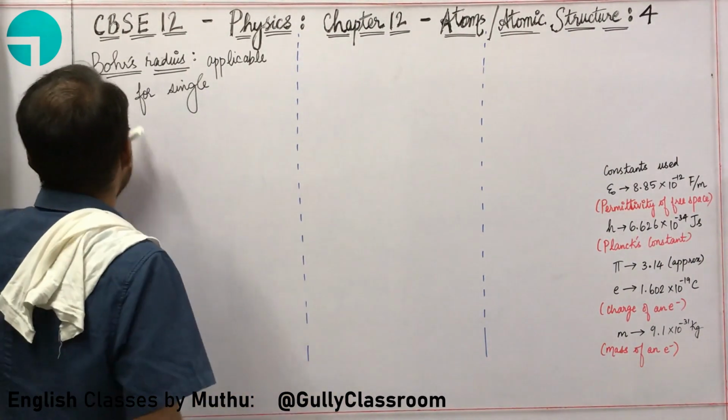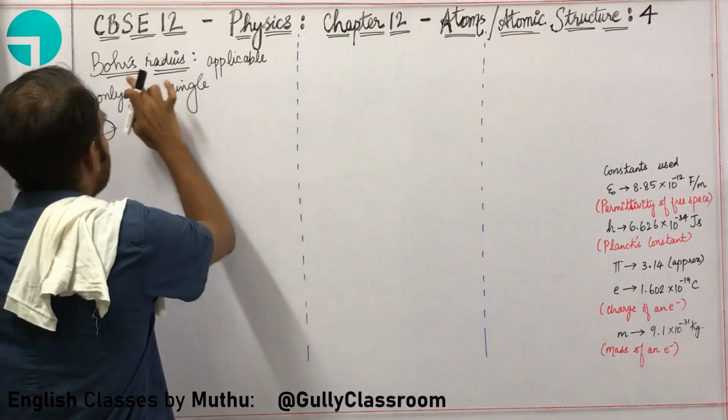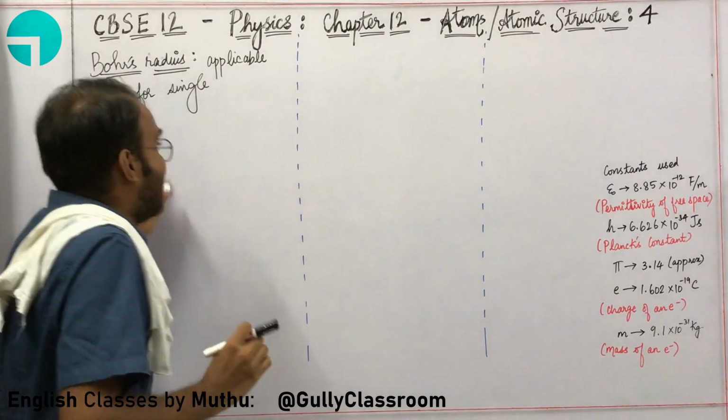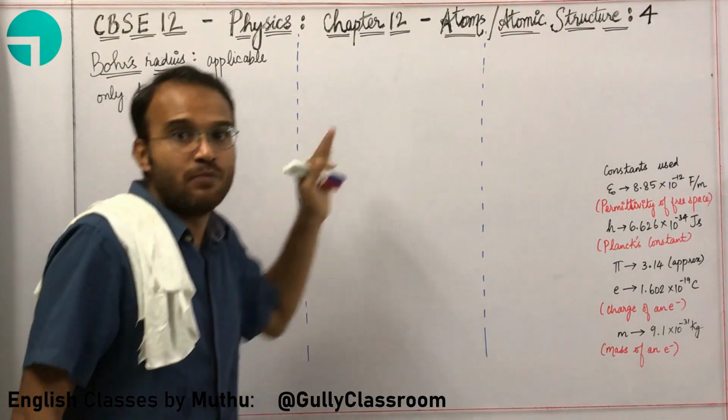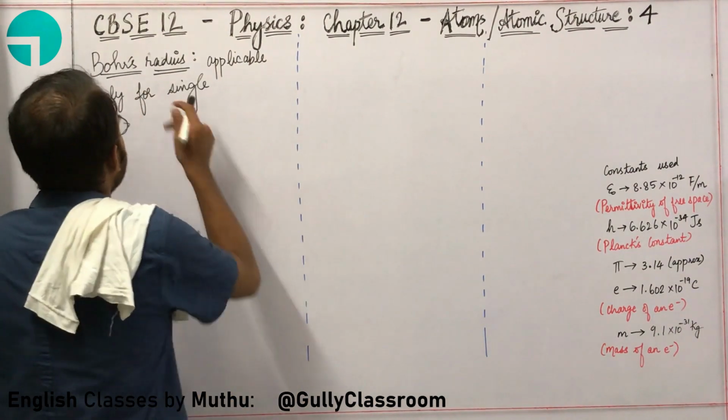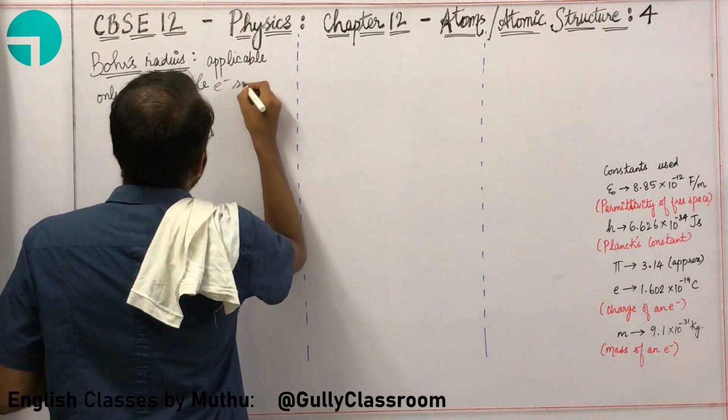Sorry for the interruption. So, Bohr's radius. The entire idea of Bohr, the derivation of Bohr's radius and Bohr's velocity, is only applicable for single electron species.